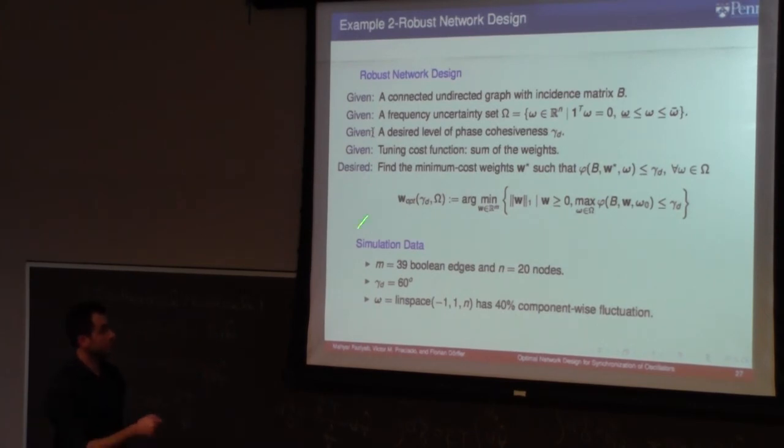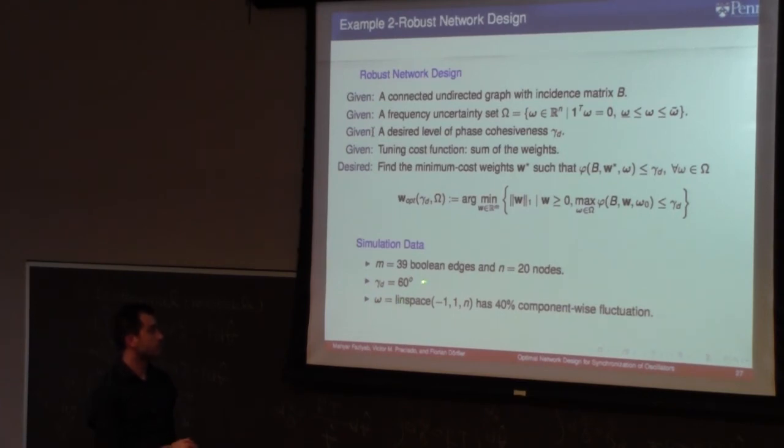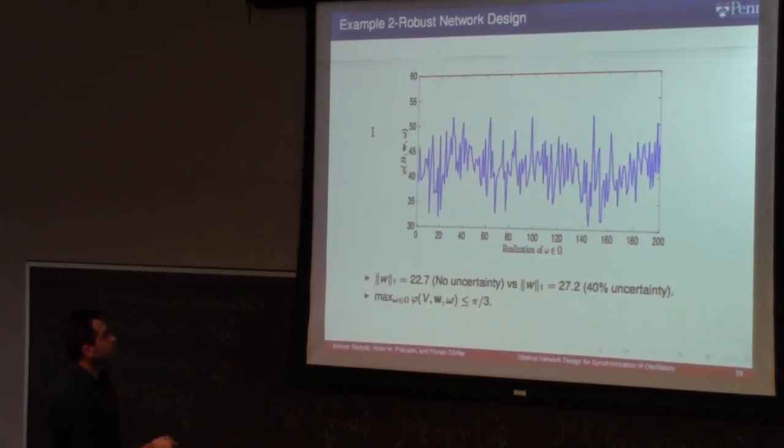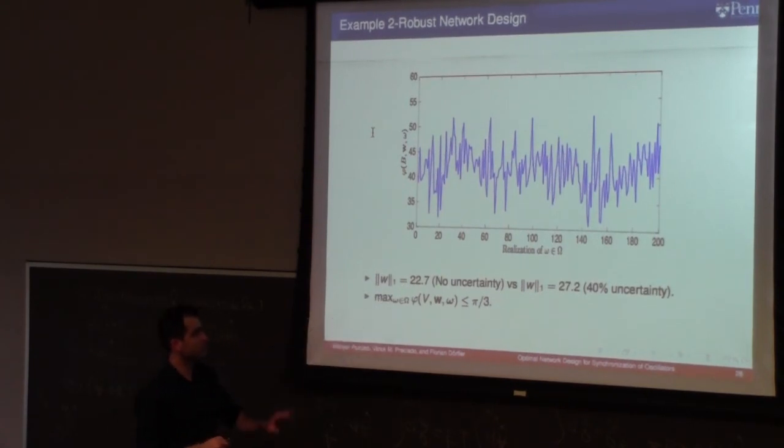The simulation data is I have 39 Boolean edges. I want to modify the weights of these edges. And I have 20 nodes. And my desired phase cohesiveness is 60 degrees. And again, my natural frequencies, the nominal natural frequencies, are linearly placed from -1 to 1 and have 40% component-wise fluctuation. So the resulting cost function: if I don't have any uncertainty, if I know the exact value of the natural frequencies, I get this cost, which is 22.7. And if I have 40% uncertainty, I have to pay the price. And the infinity norm of 1 will be equal to 27.2.